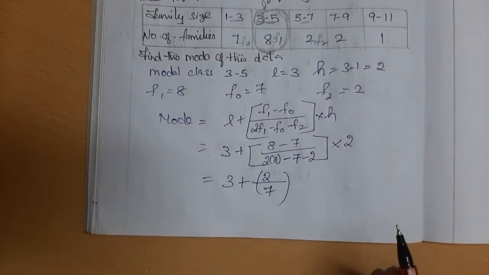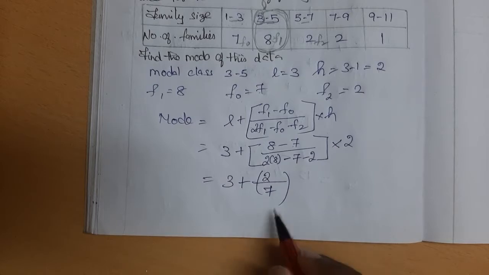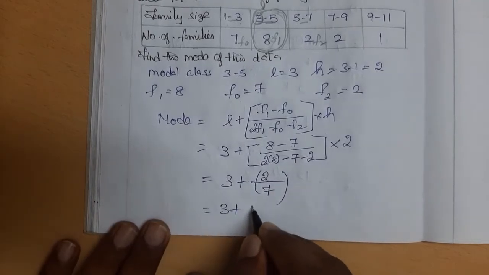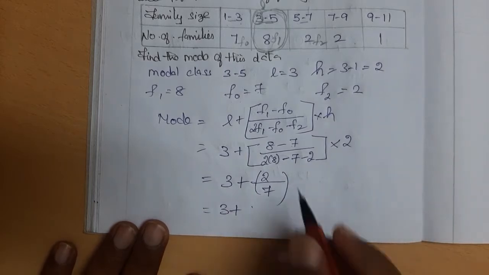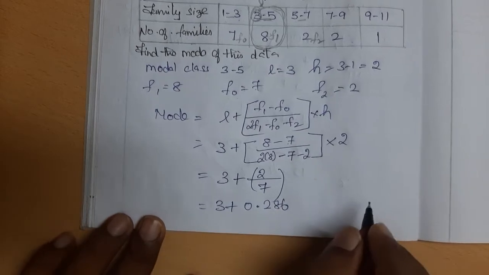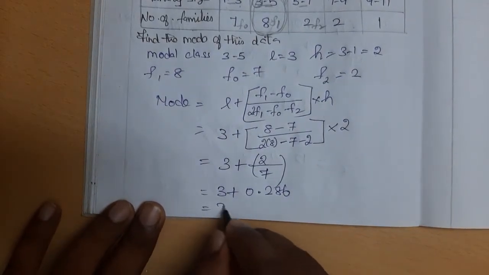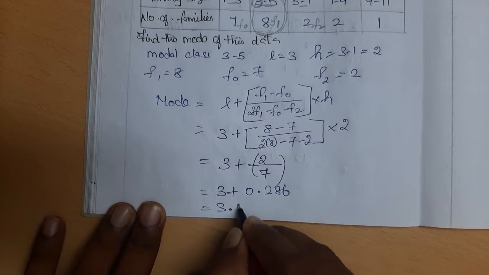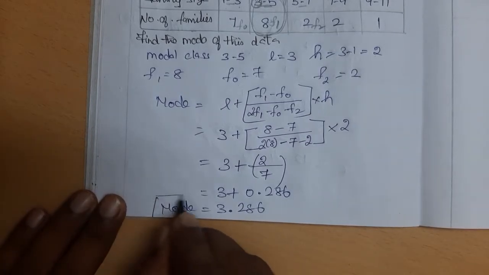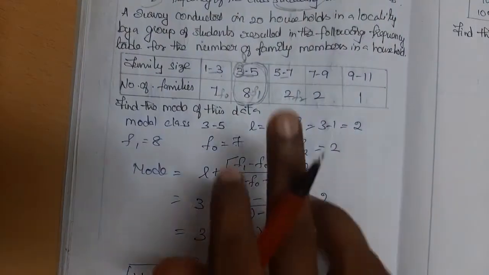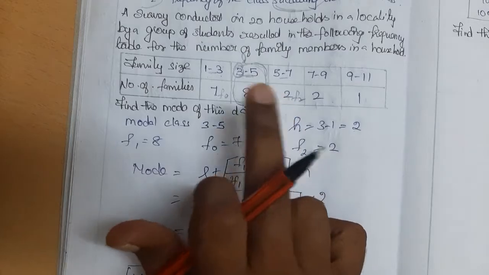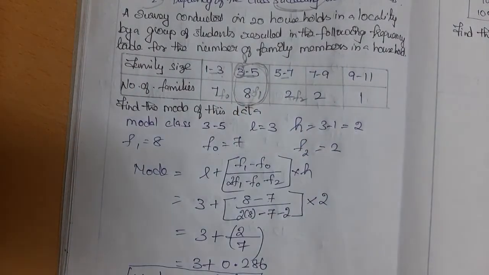So now just divide 2 by 7, and we will be getting 0 point something, right? Then we can add 3 plus it. Don't take the LCM, it will take a little more time, so this division will be 0.286. We can stop at 3 decimal places. So mode is equal to 3.286. This is the mode value. So the only thing is, we have to locate the modal class first, then the lower limit, the height, and the F1, F2, F0. That's it.